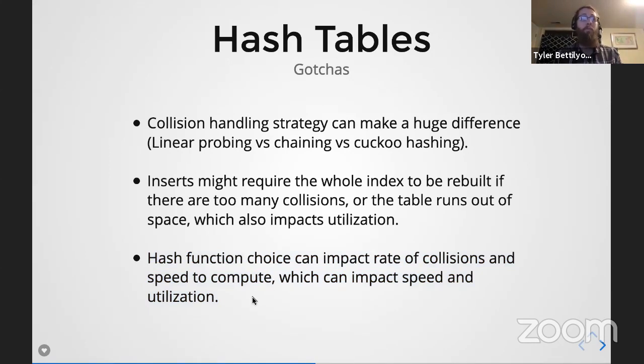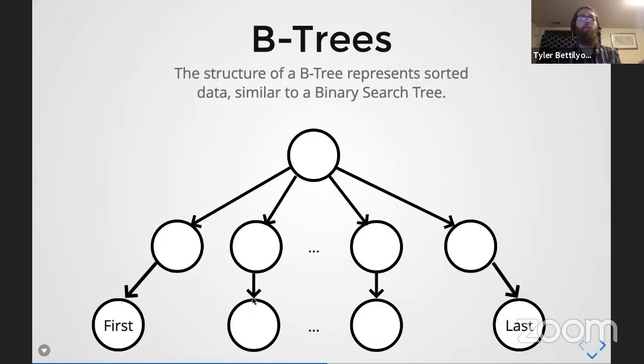Now I'm going to tell you about B-trees. I hope this is a fun, super fast little review. So B-trees are the second indexing strategy that's most commonly used, and they're super common for range queries, where hash tables are super common for point queries.